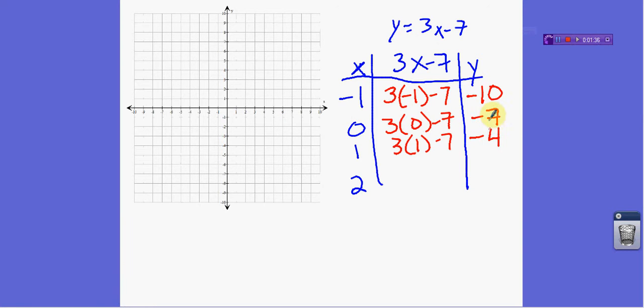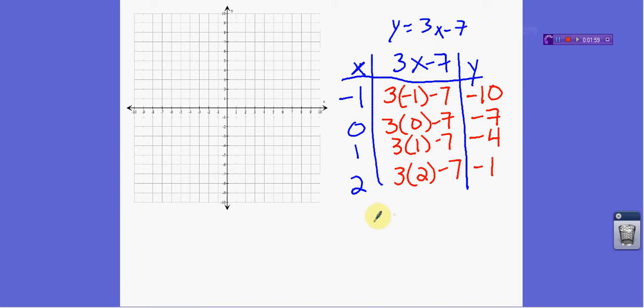You might see a pattern in the y column here. Every time we go up, we're increasing by 3, so you'd expect the next one to be -1, I'd hope. Let's see. If we put in 2 in x's spot, 6 minus 7 is -1, just what we would expect based on the pattern.